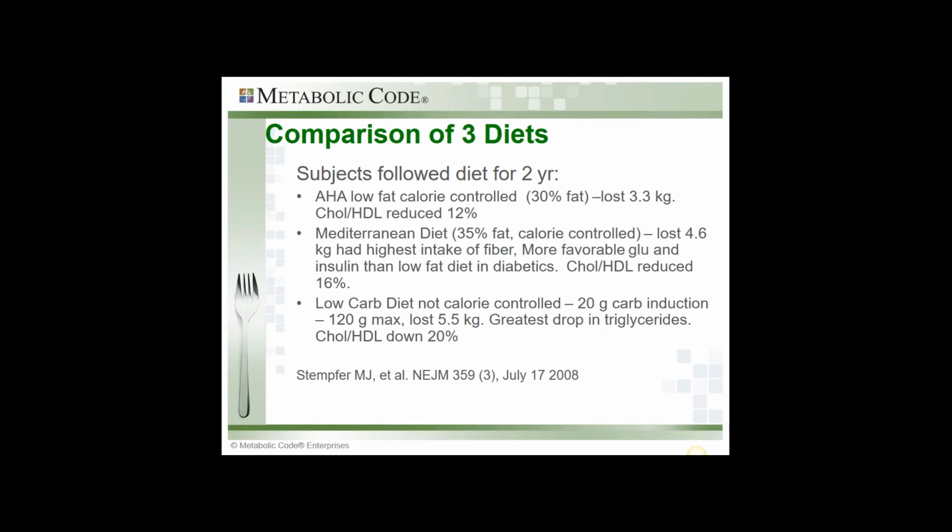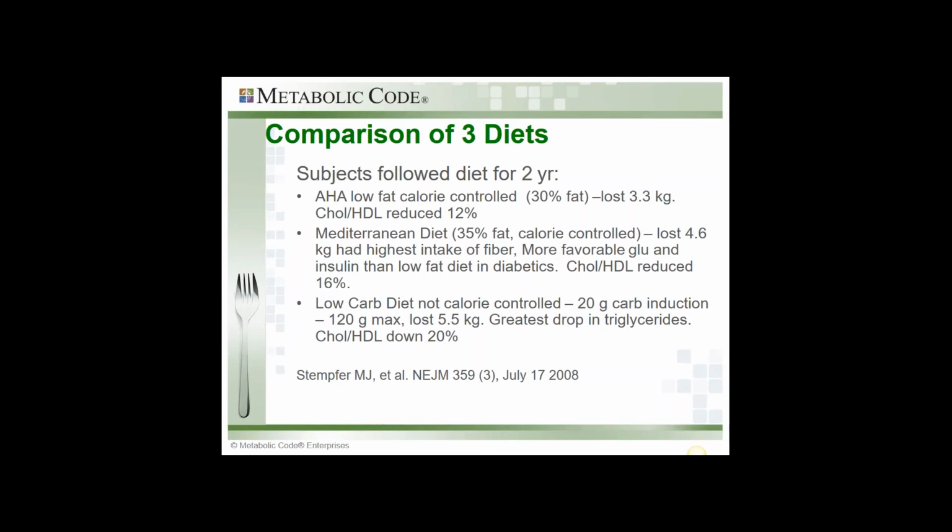On a Mediterranean diet, which is a little bit higher in fat, and they emphasize using olive oil, so it's a healthier fat, this was also calorie controlled. They lost more weight, 4.6 kilograms. And of all the diets, that diet had the highest intake of fiber. They point that out, I guess, because on that diet, with a little bit higher fat and maybe a little bit lower carb, there was a more favorable glucose and insulin response than in the low-fat diet, especially in diabetics. And the cholesterol to HDL ratio was reduced more on that.